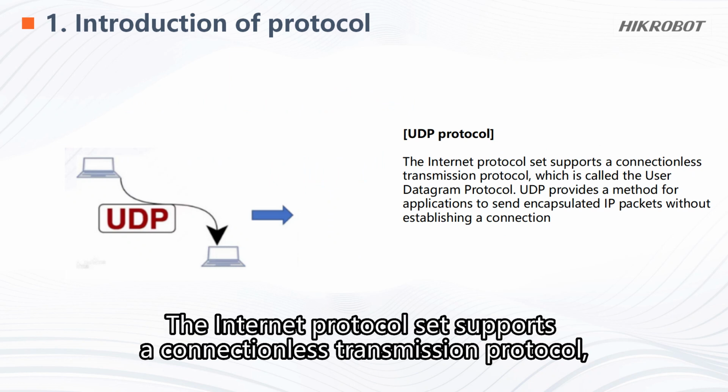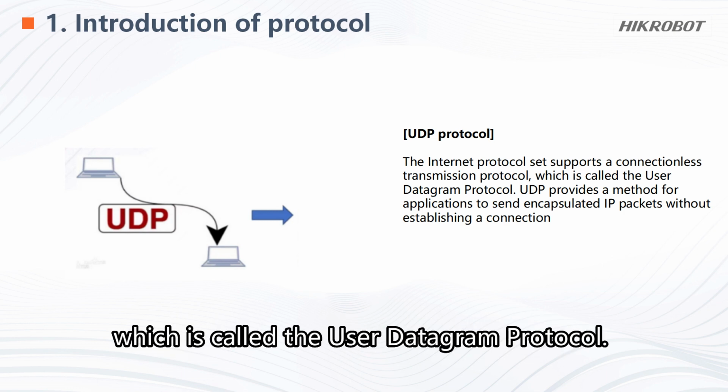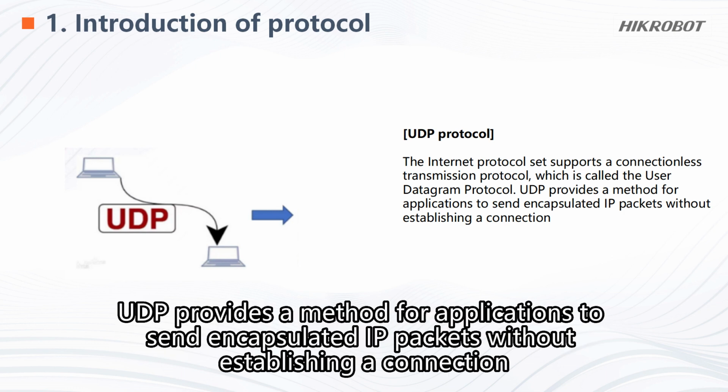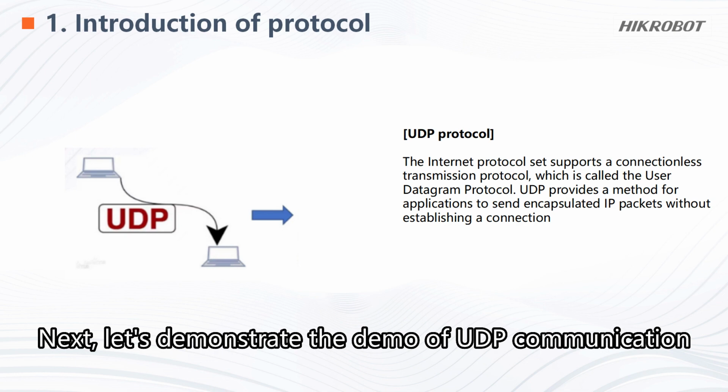The internet protocol set supports a connectionless transmission protocol, which is called the User Datagram Protocol. UDP provides a method for applications to send encapsulated IP packets without establishing a connection. Next, let's demonstrate the demo of UDP communication.